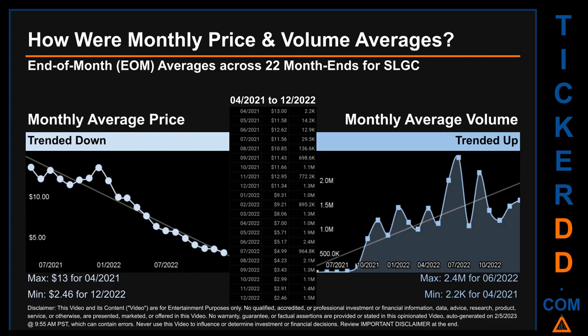How were price and volume averages for SLGC? Across 446 trading days, there were a total of 22 month ends, of which monthly averages for daily price and volume were calculated. Overall, monthly price average trended down while monthly volume average trended up. The maximum end of month average price was $13 for 04/2021 while the minimum was $2.46 for 12/2020. Looking at volume, 06/2022 and 04/2021 respectively saw the highest and lowest monthly average volume at 2.4 million and 2.2 thousand.